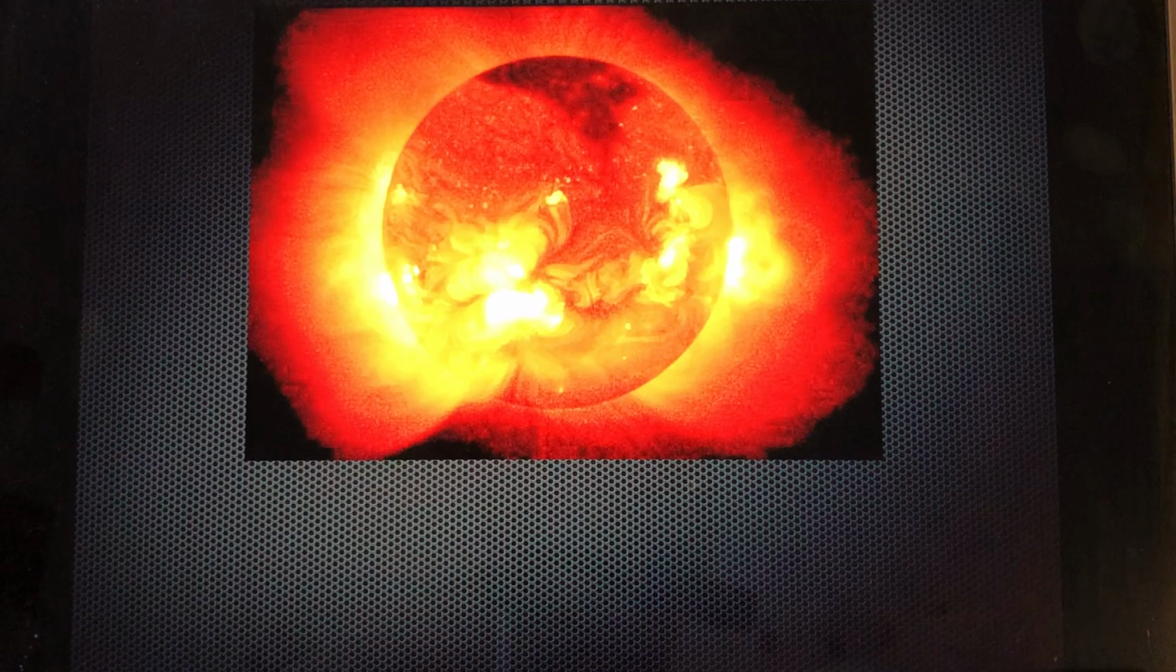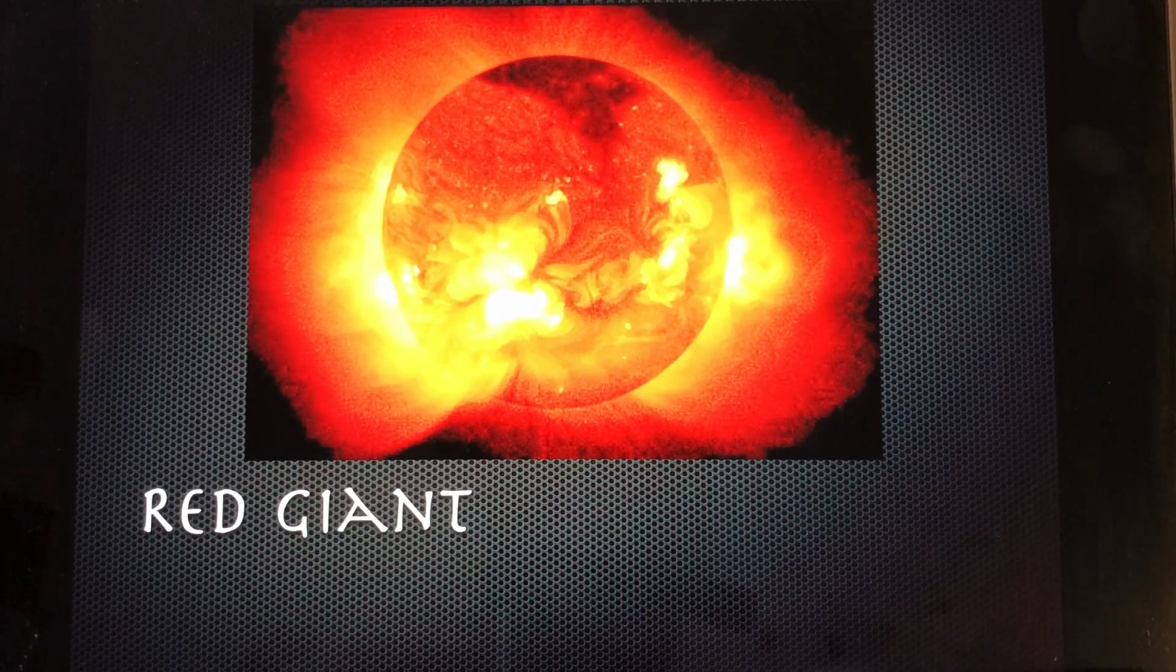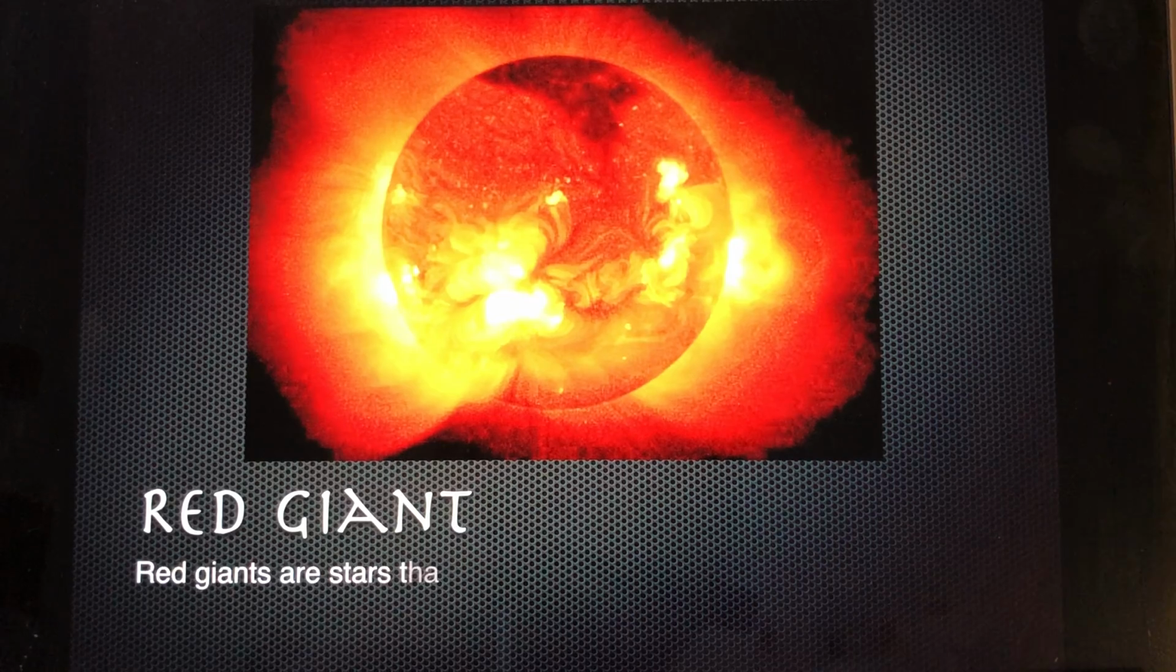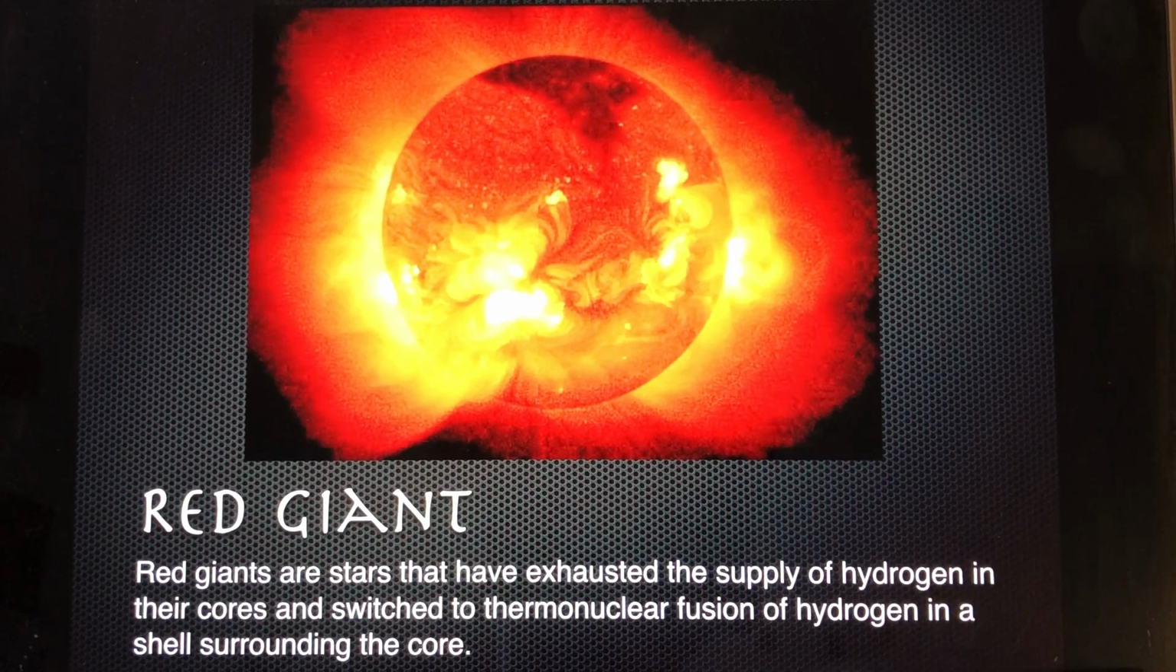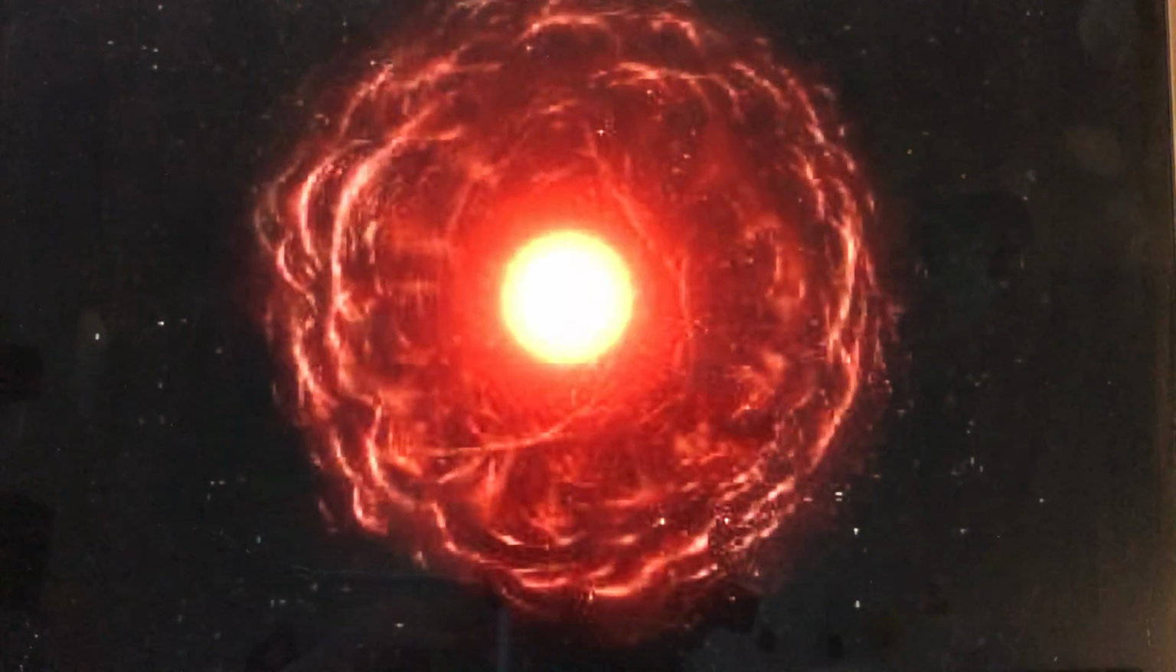And next, I'm going to introduce some stars in our galaxy. First one is the red giant. Red giant stars have exhausted the supply of hydrogen in their core and switched to thermonuclear fusion of hydrogen in a shell surrounding the core.